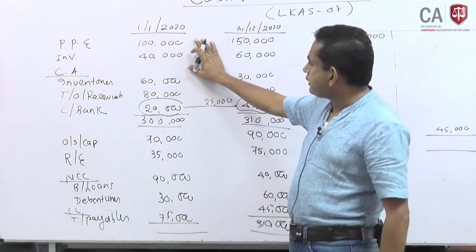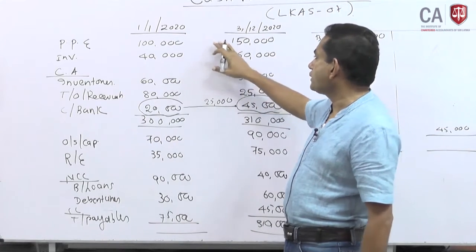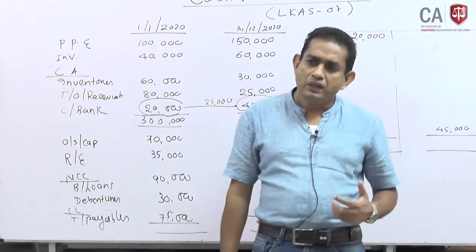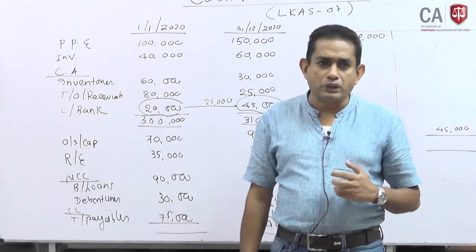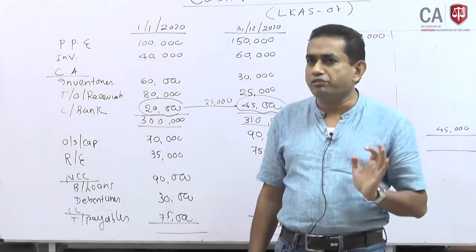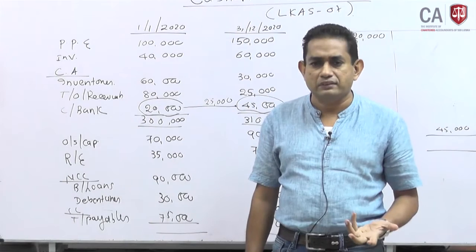Opening property, plant and equipment 100,000, closing 150. So, what do we simply assume? The difference of 50,000 wouldn't have been due to anything else but due to the acquisition of assets, since nothing else is given.